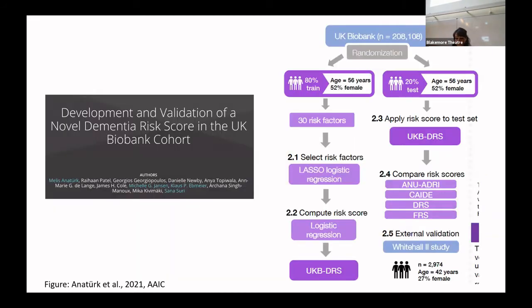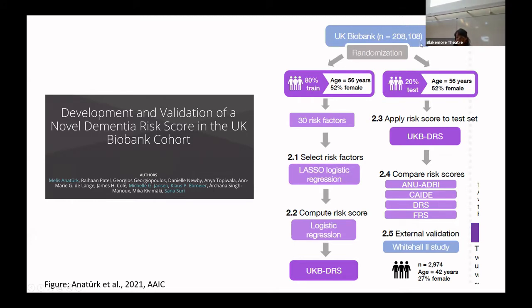So with the last question, can we predict dementia? So this is recent work that we presented at the Alzheimer's Association conference this year. And my postdoc Melis, she looked at developing a new dementia risk score using the UK Biobank cohort. And you may be familiar with this cohort. This is as close to a population cohort as you can get. So there are 500,000 people in the UK who come in for cognitive tests and a medical history and so on. And we've taken 200,000 of them as our starting sample.